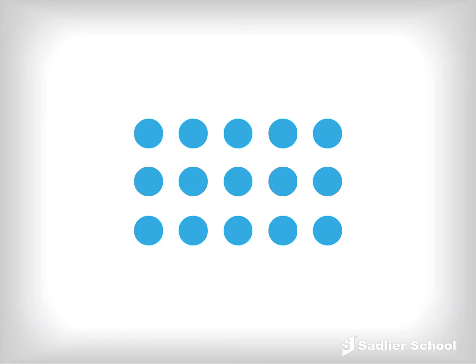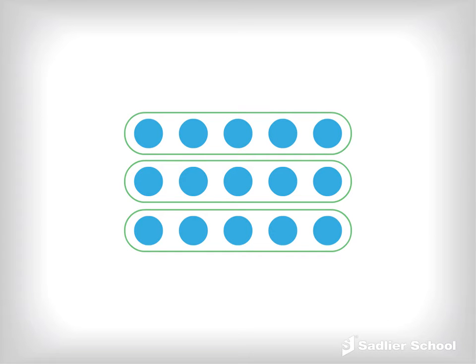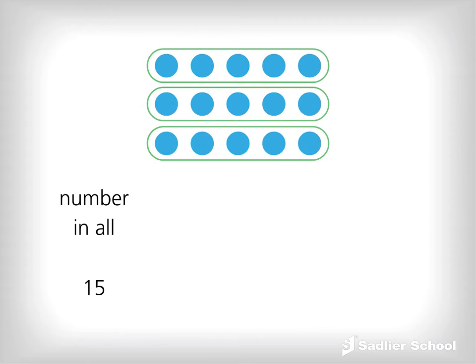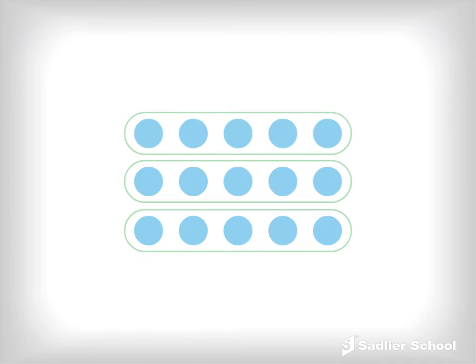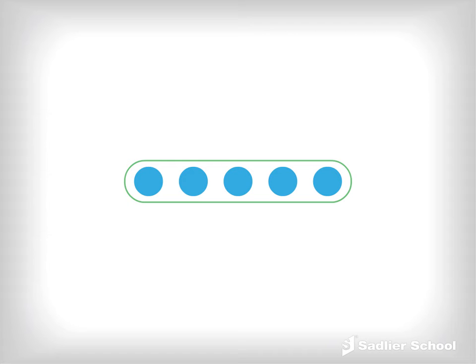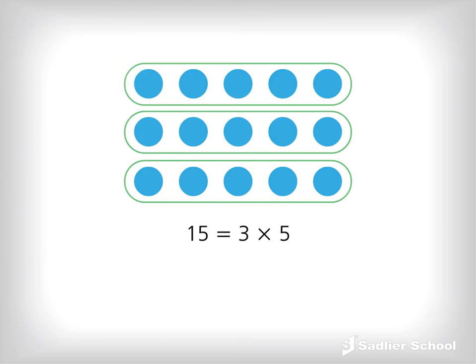Now let's use the same array to show 3 groups of 5. There are 15 dots in all. There are 3 groups. There are 5 dots in each group. The multiplication equation for the array is 15 is equal to 3 times 5. This array represents a different comparison statement. Look at one row. There are 5 dots in one row. There are 3 times that many dots in all 3 rows. So the array represents 15 is 3 times as many as 5.